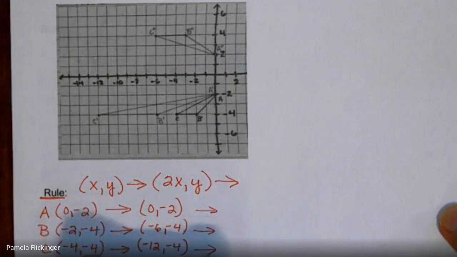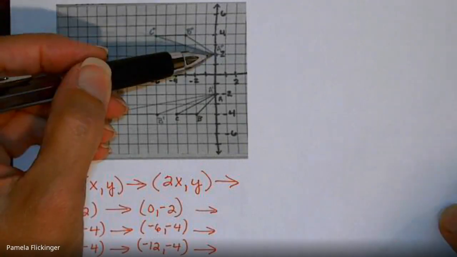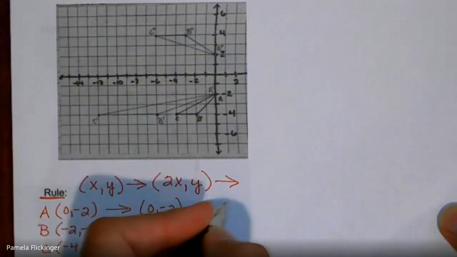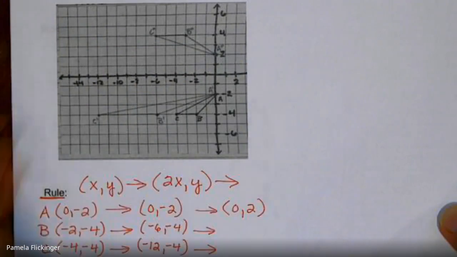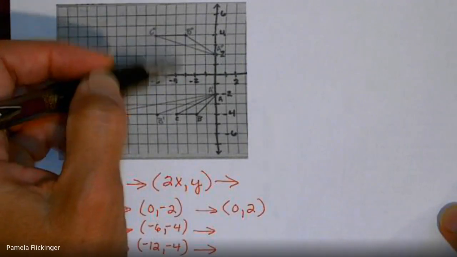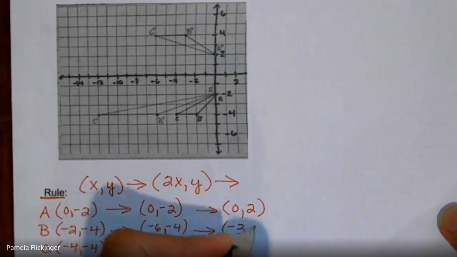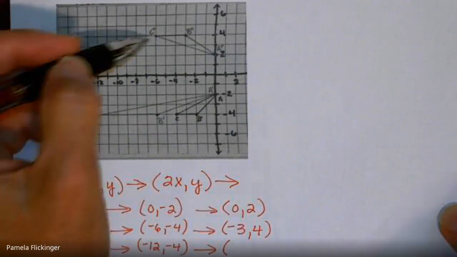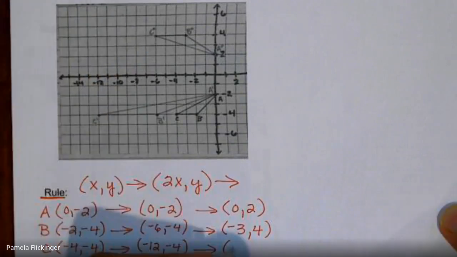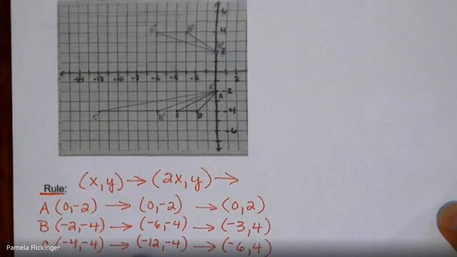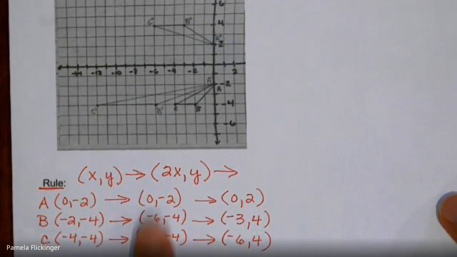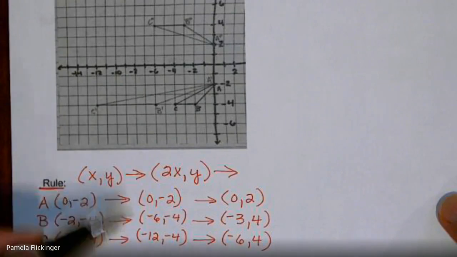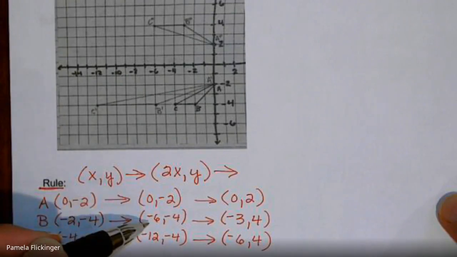Now let's write down our next ordered pair. So A double prime is 0, 2. B double prime is -3, 4. And then C double prime is -6, 4. Now remember, we're not going back to the original. We're starting where we left off. So we have to look at the relationship between these ordered pairs. Looking at the x coordinates, it looks like the x coordinate was divided.